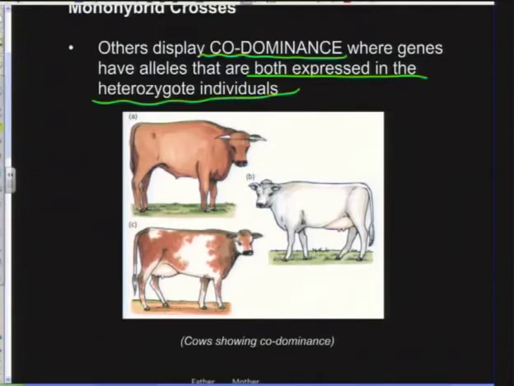An example, you see this in a book, you have your reddish cow with the white cow, and you get roan. Roan is a color which has reddish hair and white patches on it. So that means both the red and the white show up in the offspring.